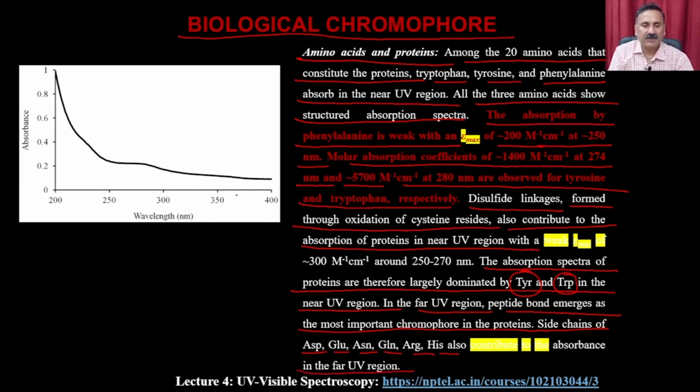So what you will see here is an absorption spectrum of a protein, and it shows a very intense peak at 280 nanometer. This 280 nanometer is a summation of the different types of chromophores present, mostly tryptophan, which absorbs at 280 nanometer, and tryptophan and tyrosine are the predominant chromophores present in protein molecules.